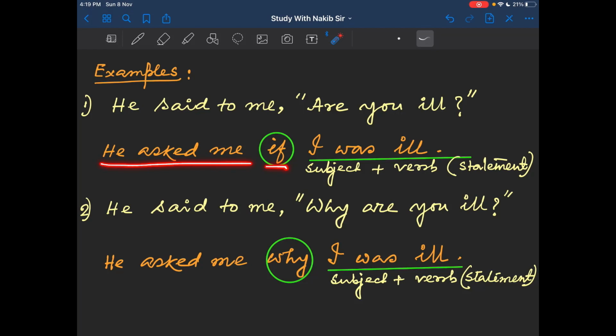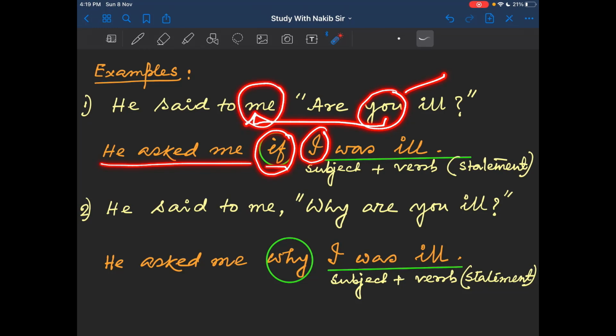And from the note you have learned that after the connective, that means after if, the subject will be placed first. Here the subject is you, the second person pronoun. So it will be changed in the indirect narration according to the number and person of the object of the reporting speech. And the object here is the first person pronoun.